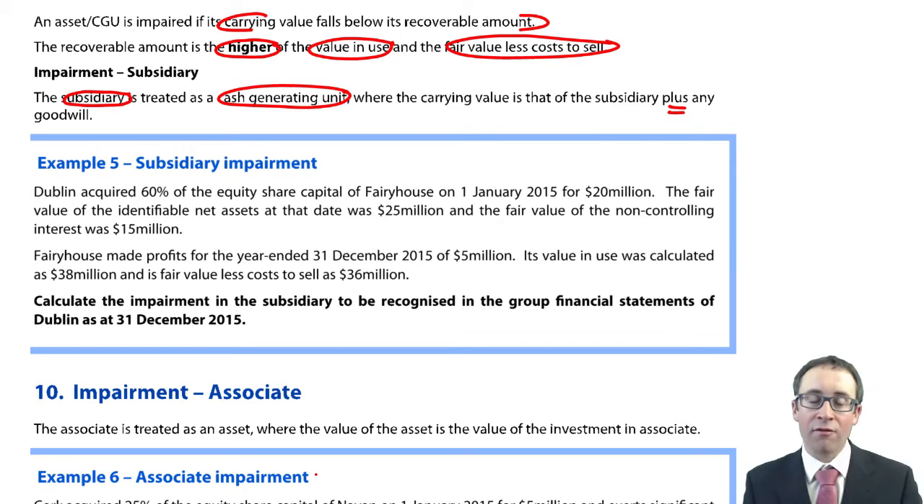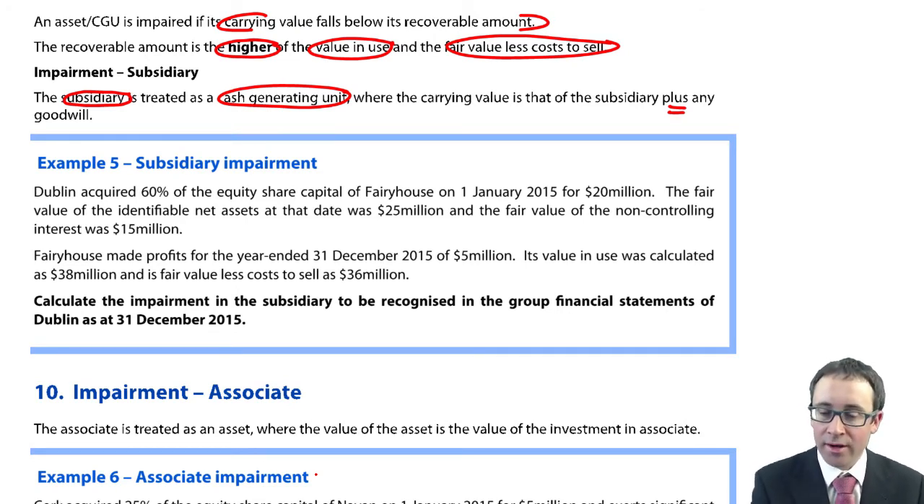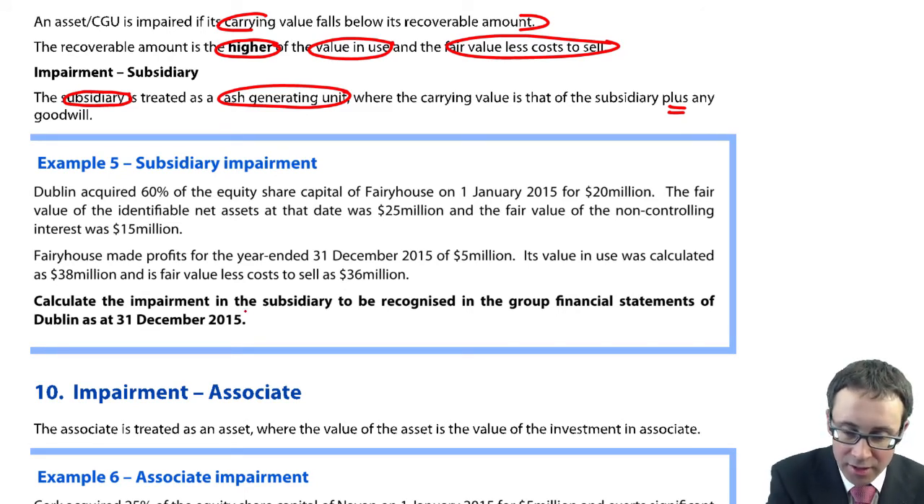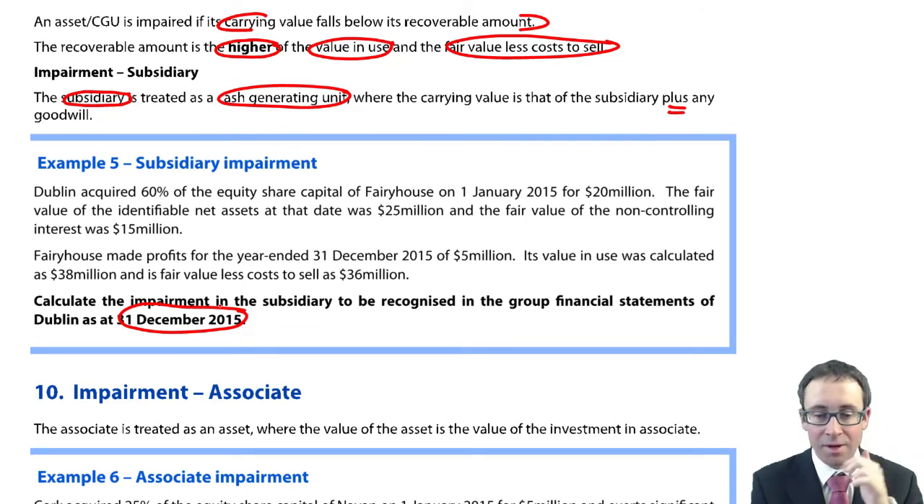If I reach down for my calculator, we can work out the example on subsidiary impairment. It says: calculate the impairment in the subsidiary to be recognised in the group financial statements of Dublin at the 31st of December 2015. So what have we got? Dublin acquired 60% of the equity share capital of Fairy House on the 1st of January 2015 for 20 million. The fair value of the net assets was 25 and the fair value of the non-controlling interest was 15.